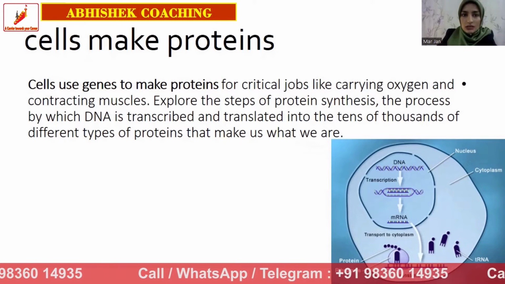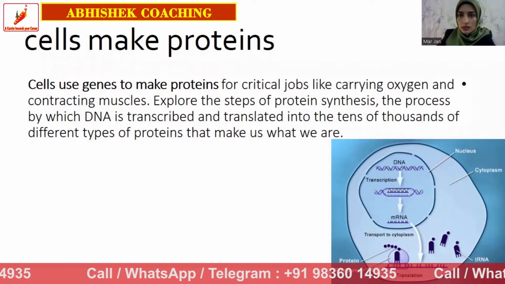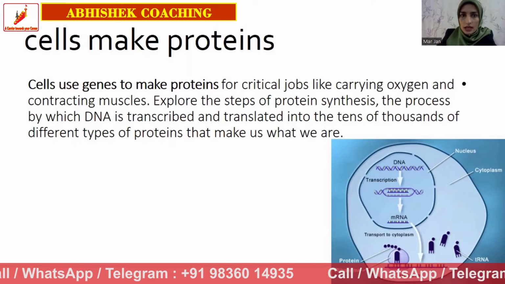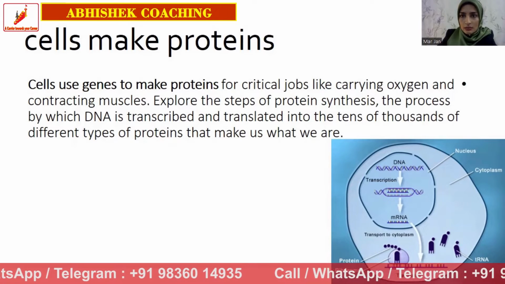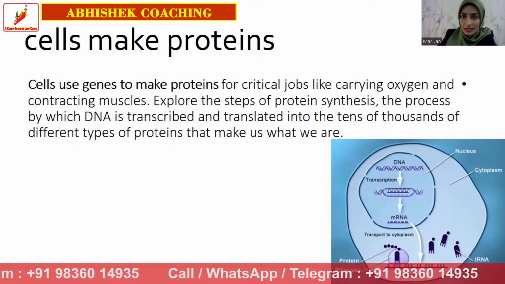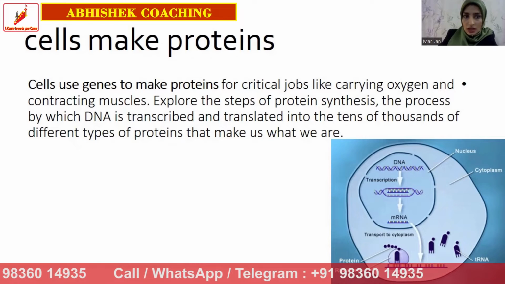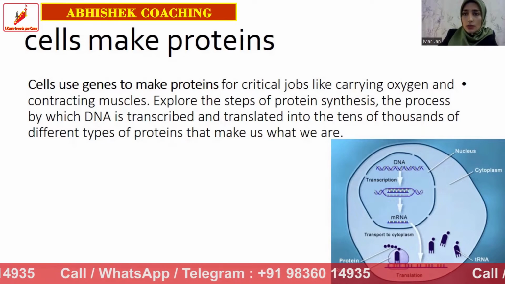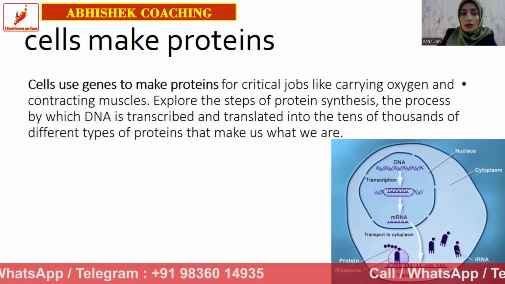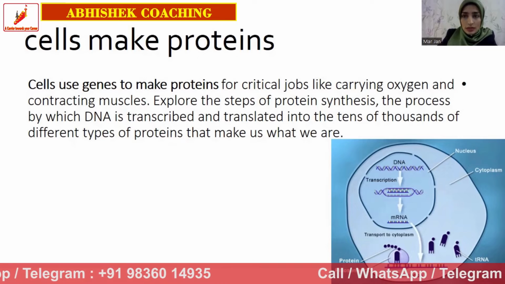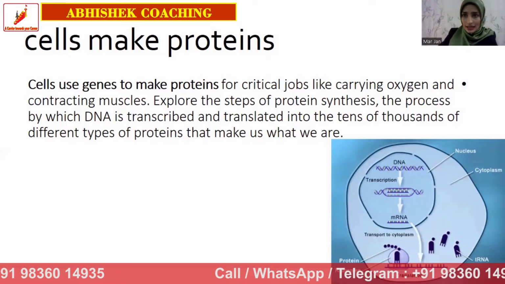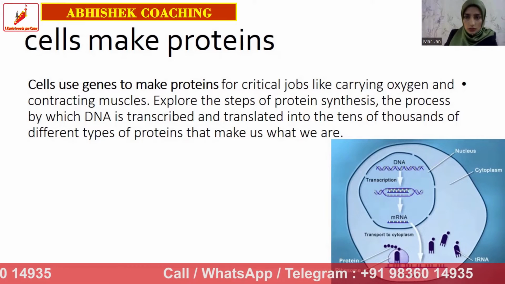Cells use genes to make proteins for critical jobs like carrying oxygen and contracting muscles. Explore the steps of protein synthesis, the process by which DNA is transcribed and translated into tens of thousands of different types of proteins that make us what we are. As you understood from this text, the process of making proteins happens in the nucleus of the cell, and it is done by DNA, which is the genetic material inside of the nucleus.